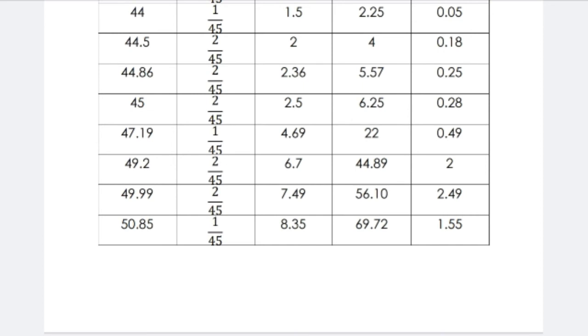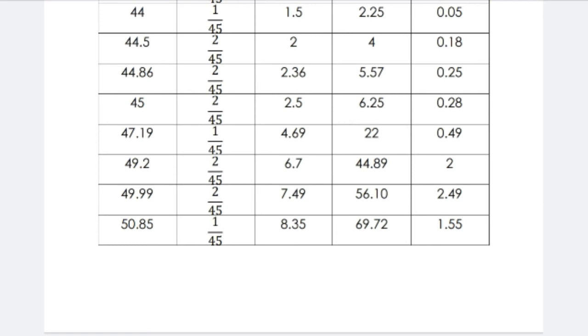The next sample mean is 49.2 with a probability of 2 over 45. 49.2 minus 42.5 is equal to 6.7, and the square of 6.7 is 44.89. 2 over 45 times 44.89 is equal to 2.